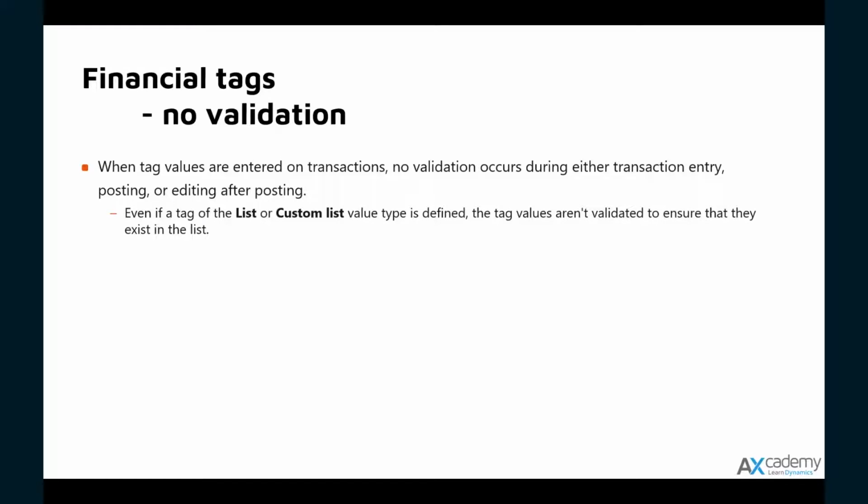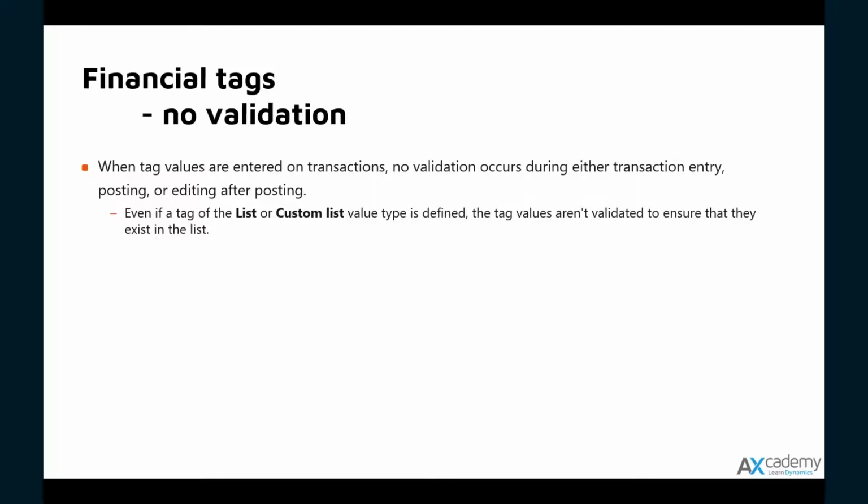In this bullet, I mentioned a thing that I'm coming back to a little bit later on: the list or the custom list. When you define the financial tags, you basically give it a name, and then you choose out of three options how you're going to supply the values. If it's a free text field, you can key in whatever you'd like. Or you can create a list, which is basically a link, as I'll show you, or a custom list, which is also a list, but where you add the values yourself, just like you do on custom financial dimensions.